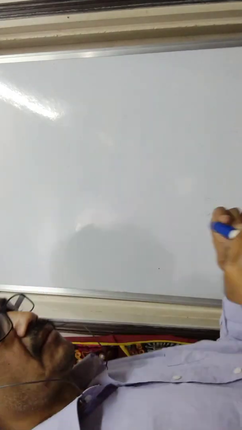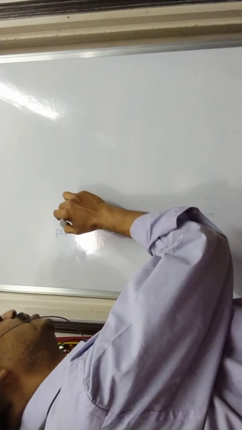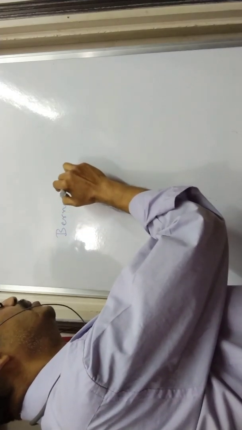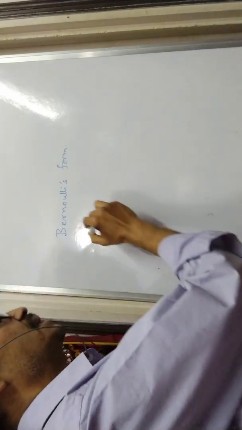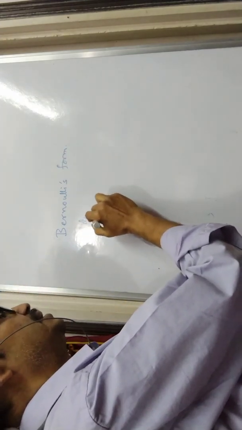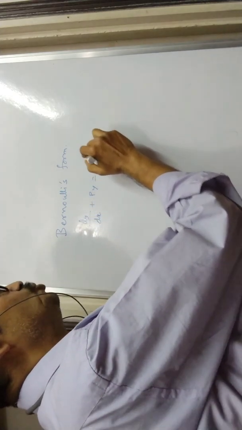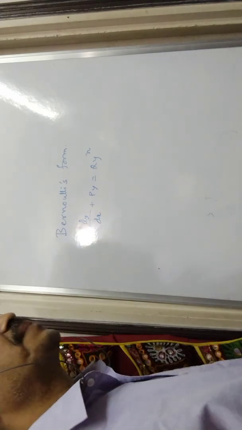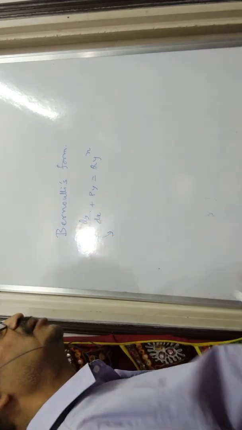It takes us to another very particular form known as Bernoulli's form. This form is known as dy dx plus py equal to qy to the power n. This form is reducible to the previous form.